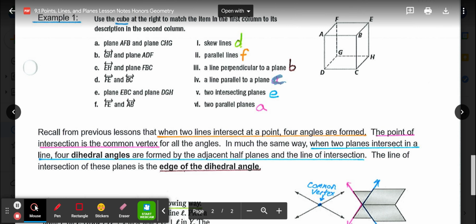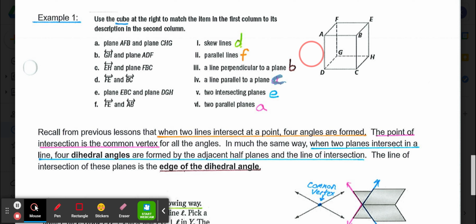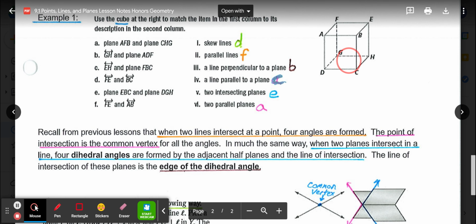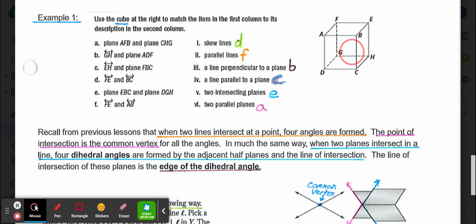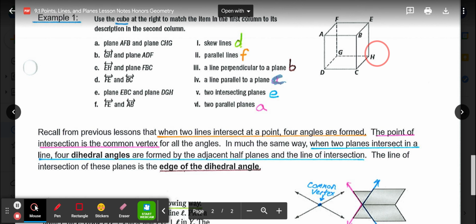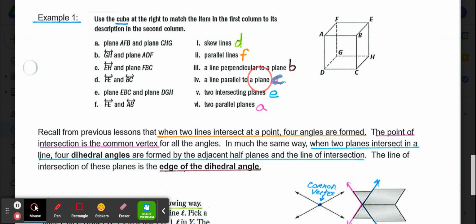Part C, line EH and plane FBC. So plane FBC would be a diagonal plane in here, if we wanted to draw it in, FBC. And line EH is right back here. So EH and FBC are parallel. They would never cross, so it's a line parallel to a plane, option 4.